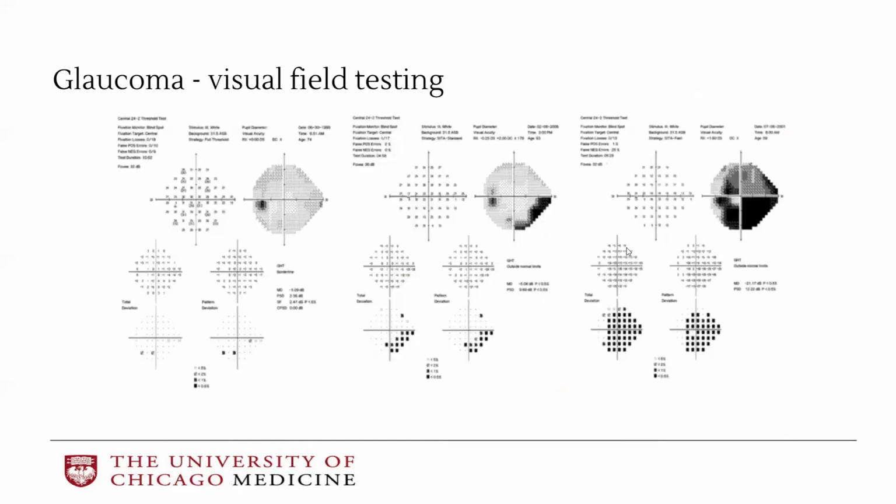And then we get visual field testing. A visual field test is where you go into the office and you sit in front of this device. It's basically like a big bowl that's facing you. A bunch of lights go off and you push a button whenever you see the light. And it maps out your field of vision.